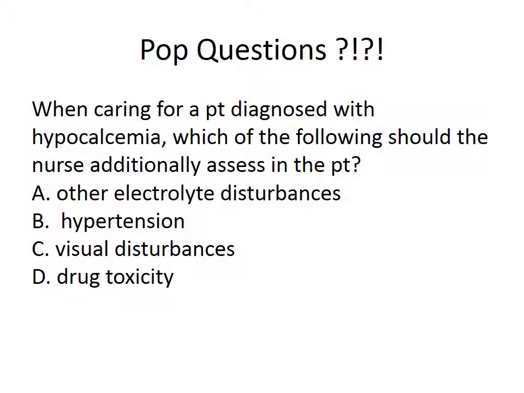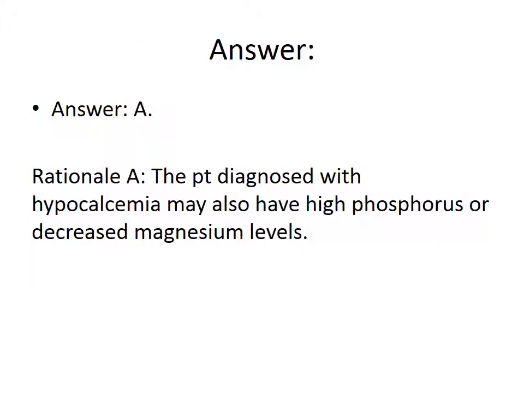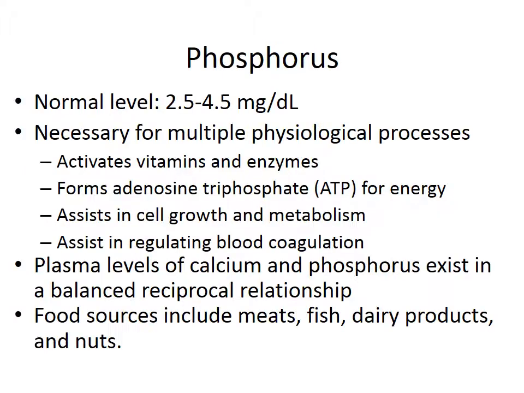When caring for a patient diagnosed with hypocalcemia, which of the following should the nurse additionally assess in the patient? The patient diagnosed with hypocalcemia may also have high phosphorus or decreased magnesium levels, so it's important to monitor these other electrolytes. Phosphorus. The normal level of phosphorus is 2.5 to 4.5 milligrams per deciliter.